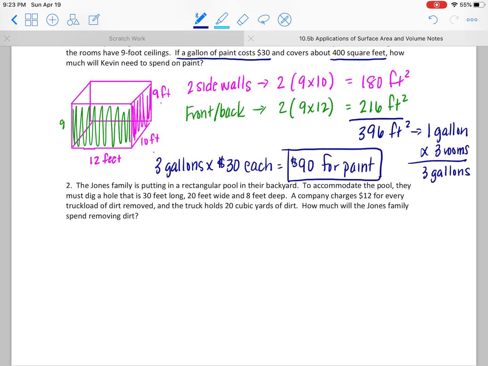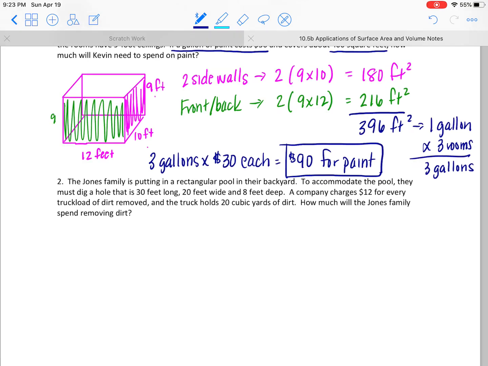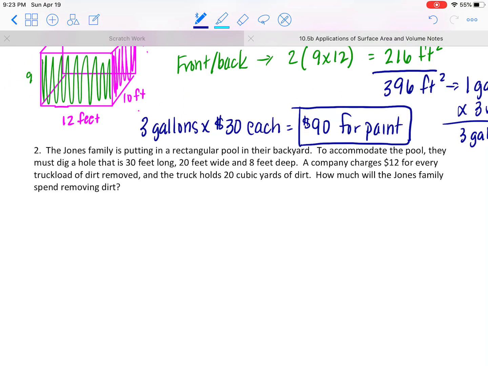The Jones family's putting in a rectangular pool in their backyard, and to accommodate the pool, they have to dig a hole that's 30 feet long, 20 feet wide, and 8 feet deep. A company charges $12 for every truckload of dirt removed, and the truck holds 20 cubic yards of dirt. How much will the Jones family have to spend removing dirt?